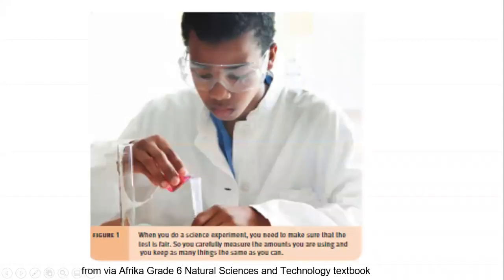Okay, so here we have a young lad, probably your age, guys, also a grade 6 young lad who is doing an experiment. I'll just read the text there. It's figure 1, and we got it from the Via Africa grade 6 natural science and technology textbook. It says, when you do a science experiment, you need to make sure that the test is fair. So you carefully measure the amounts you are using and you keep as many things the same as you can.